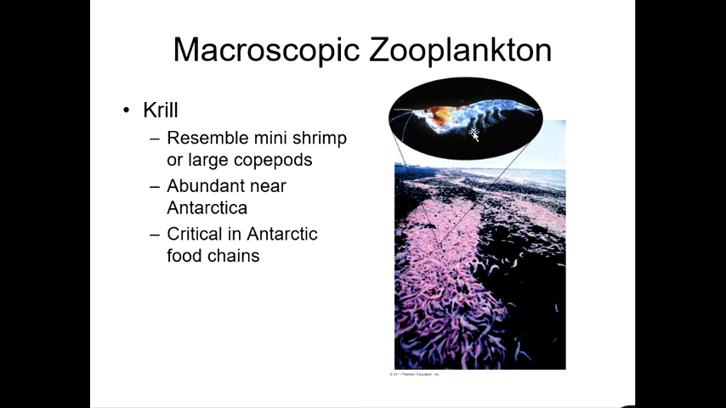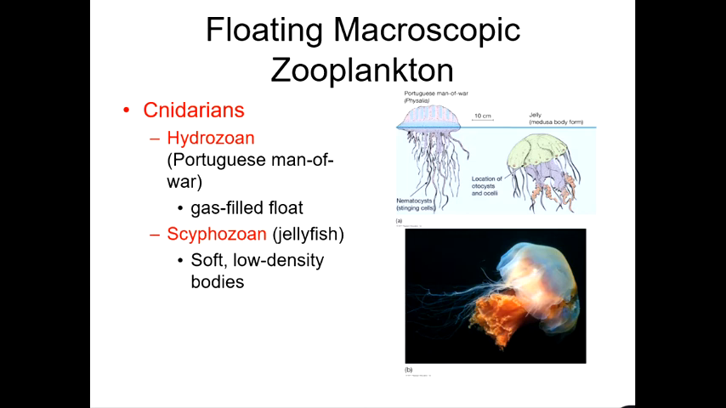There are large zooplankton, and these are even more important. So the krill are large enough for you to see. Obviously, here's a bunch stranded on a beach, and they are basically miniaturized shrimp, and they're particularly important in the extreme southern hemisphere. Other examples of floating macroscopic or large zooplankton are all kinds of jellyfishes, cnidarians, so hydrozoans and scyphozoans, things like that.